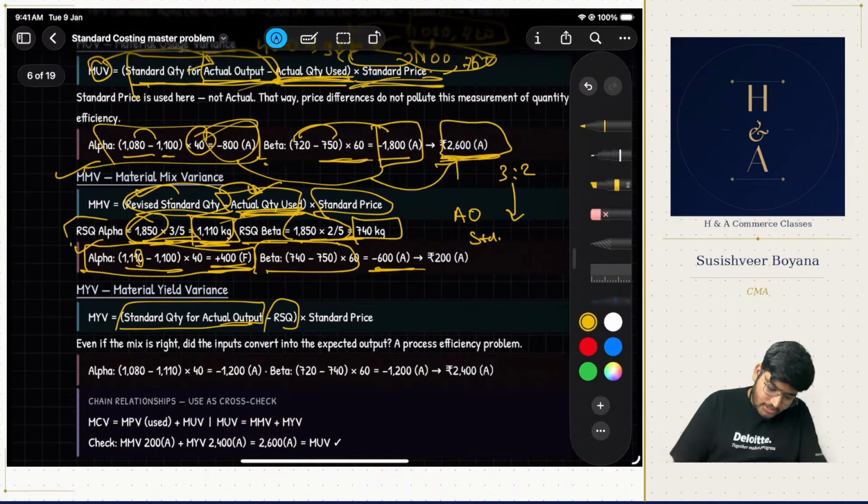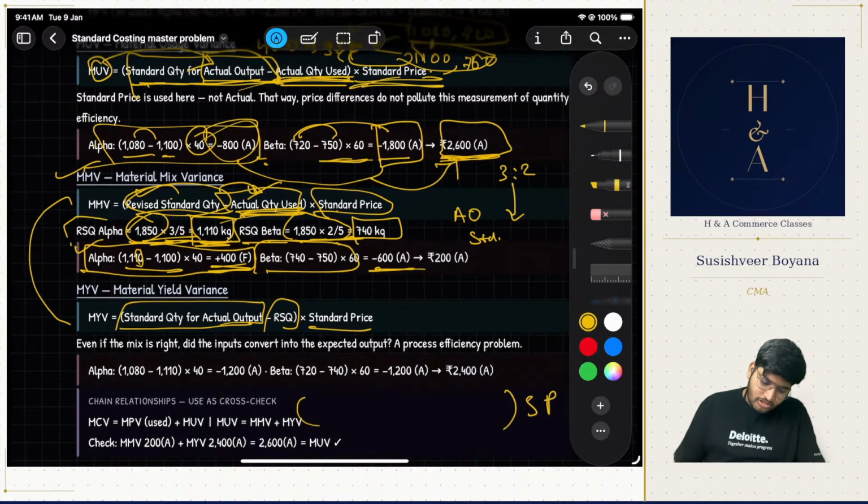Understand something. What did I tell you? Material usage variance is when you add both of these, standard price being common. What is material mix variance? Revised standard quantity minus actual quantity. What is material yield variance?